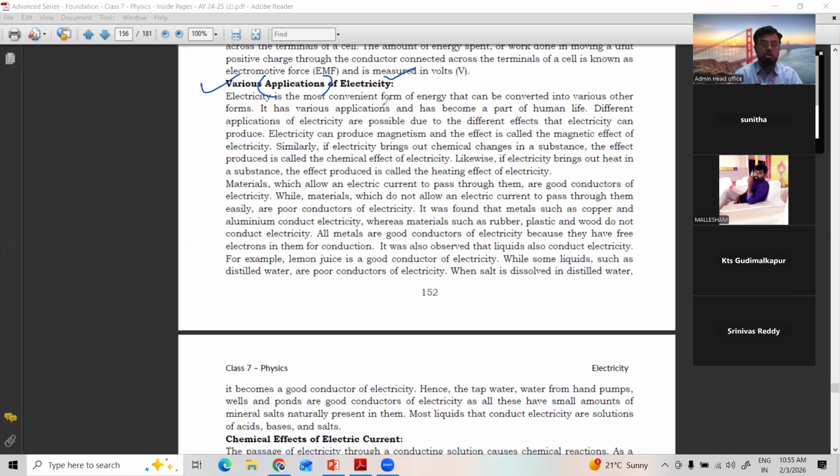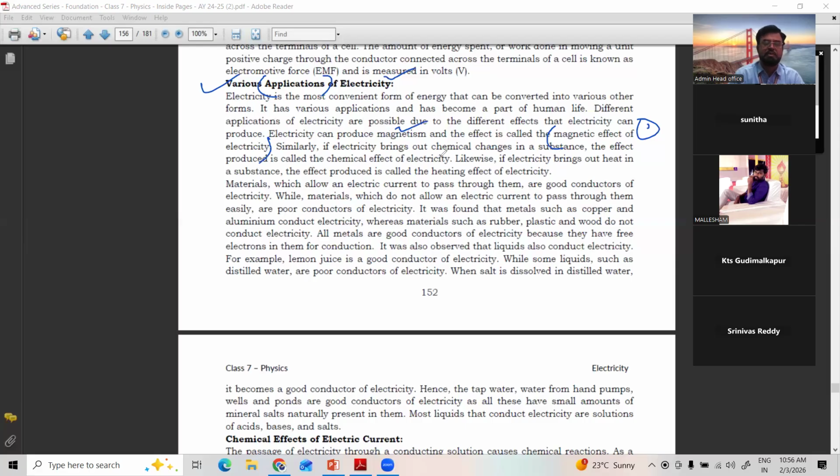Electricity is the most convenient form of energy that can be converted into various other forms. We can convert electricity into heat, electricity into light, electricity into picture, electricity into so many other ways, sound, right? It has various applications and has become part of human life. Different applications of electricity are possible due to different effects that electricity can produce. Electricity can produce magnetism, and the effect is called magnetic effects of electricity. The first effect, magnetic effect.